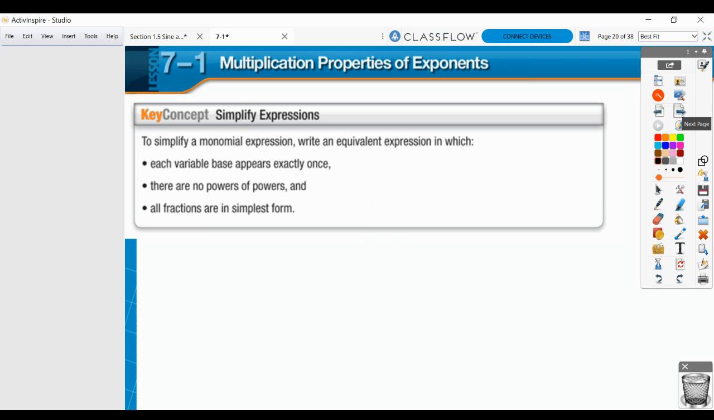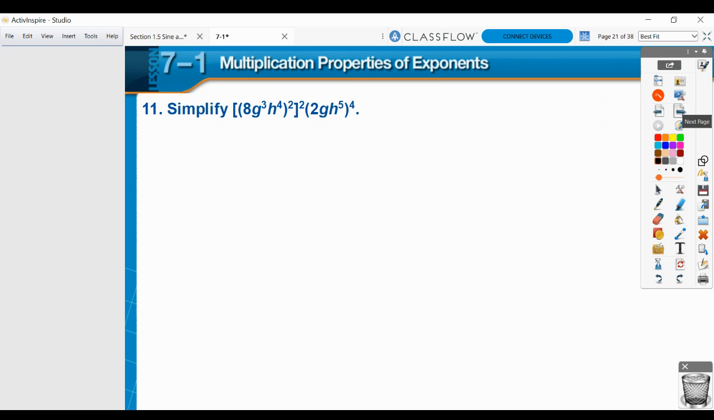Okay, so this time we're putting all of the properties together, and we're going to simplify the expressions. To make sure that they're simplified as much as possible, each variable base only appears once, there are no powers of powers left, and all fractions are in simplest form. So basically, we're just simplifying these down as much as we can.